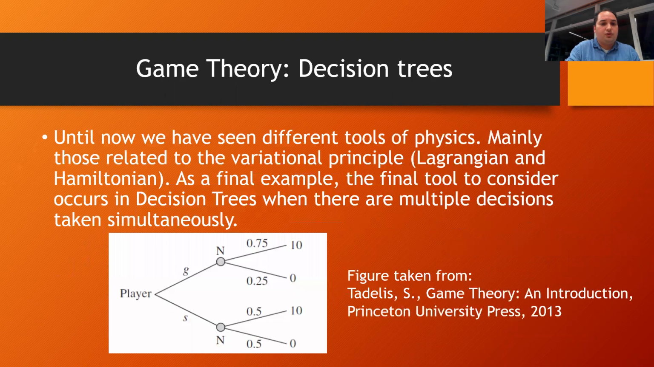Now, if we go to game theory, decision trees is something you see in standard courses of probability. I am sure that some of you, if you have seen the courses of probability, have dealt with decision trees. And it's one of the simplest ways to formulate probabilities, conditional probabilities, etc.